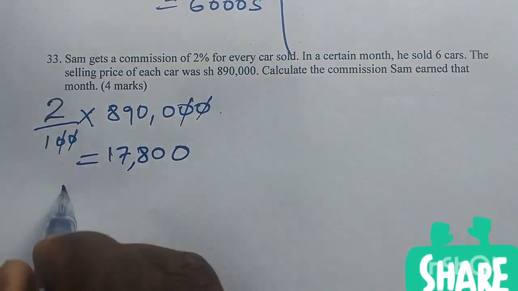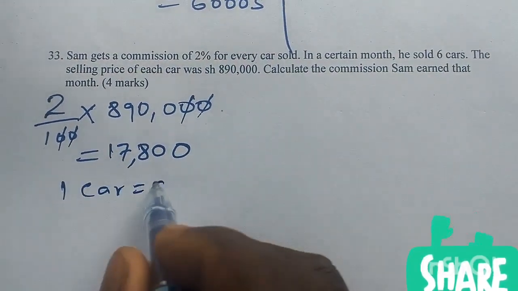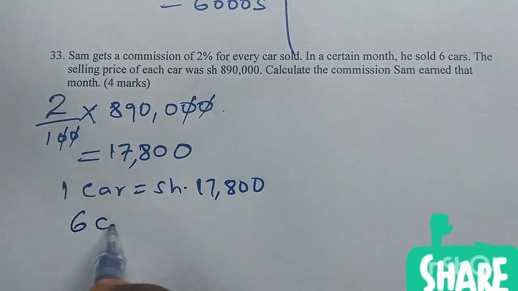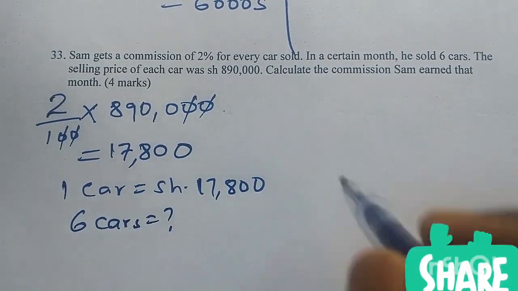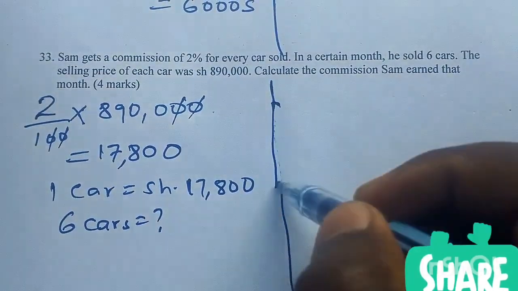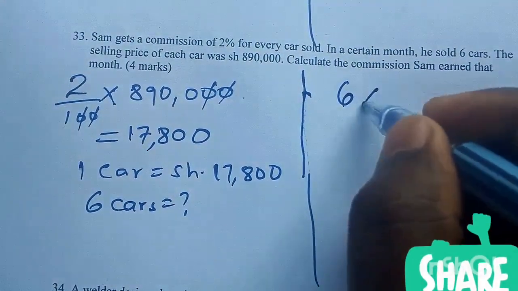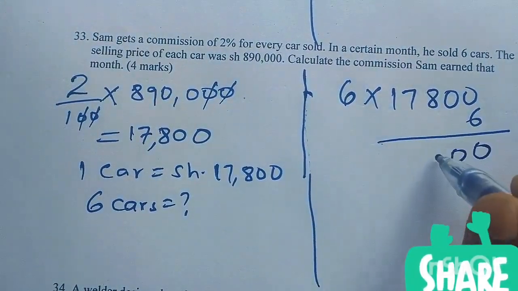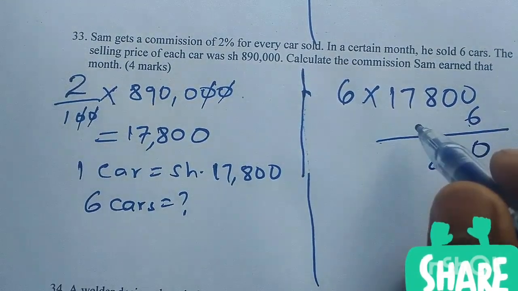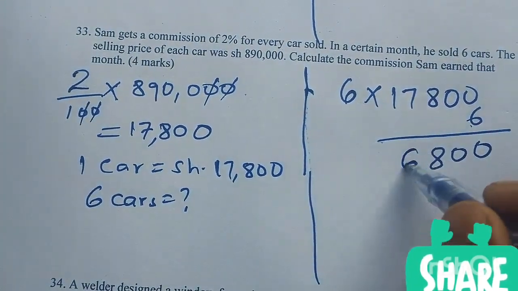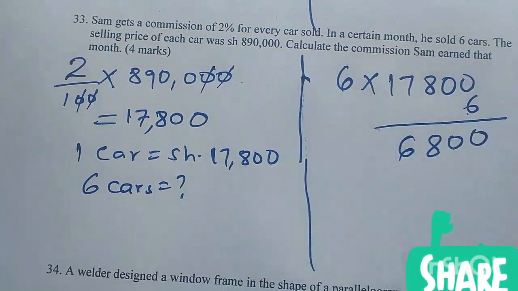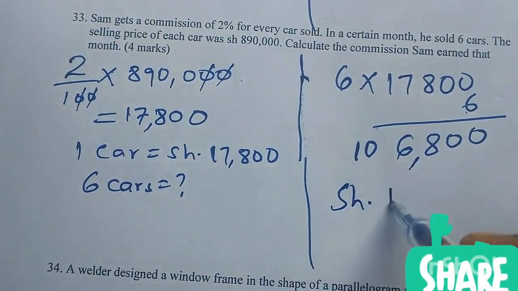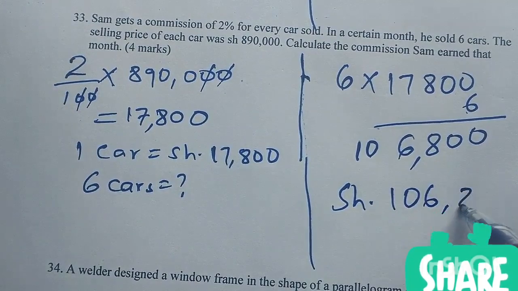So 1 car, in Kenya shillings, 17,800. 6 cars will be what? So it is 6 times 17,800. So Kenya shillings 106,800.